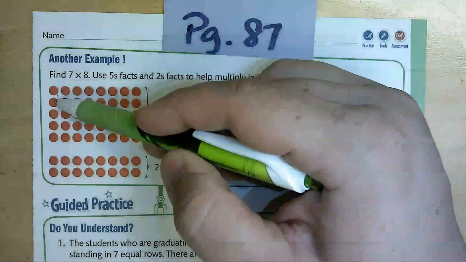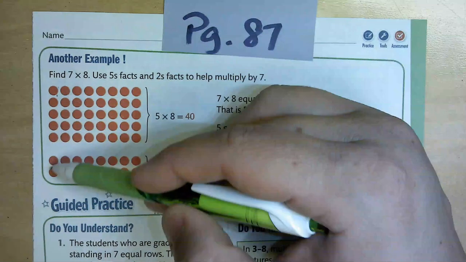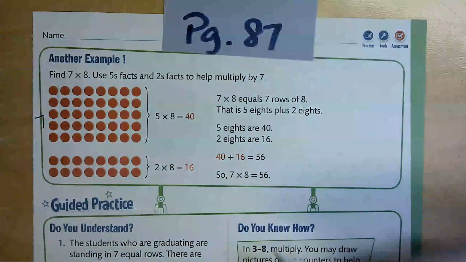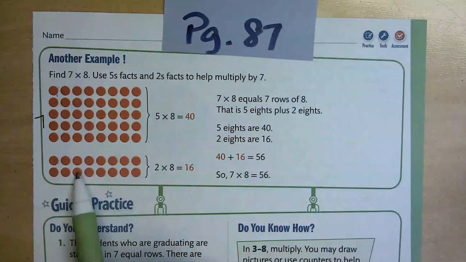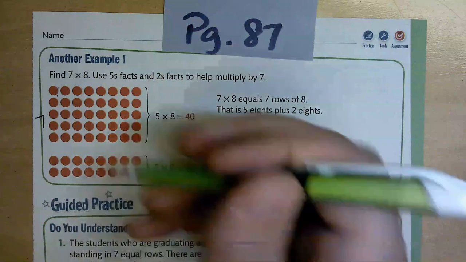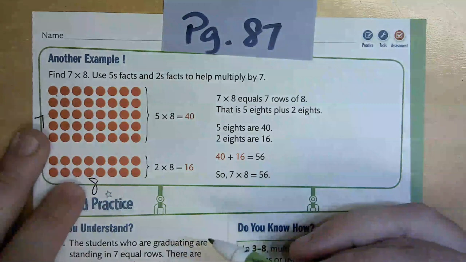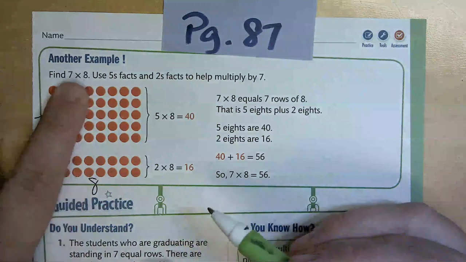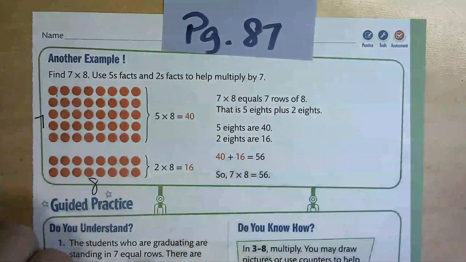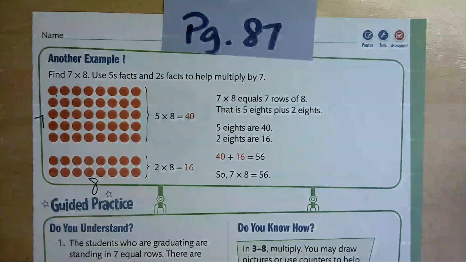So here, how many are we going to go down the side? Well, let's count them. 1, 2, 3, 4, 5, 6, 7. So we've got 7 going all the way top to bottom. And then across, 1, 2, 3, 4, 5, 6, 7, 8. All right. So we've got an array of 7 times 8. All right. So what they did was they took that, and then this is the picture that they're using to help them solve this problem.